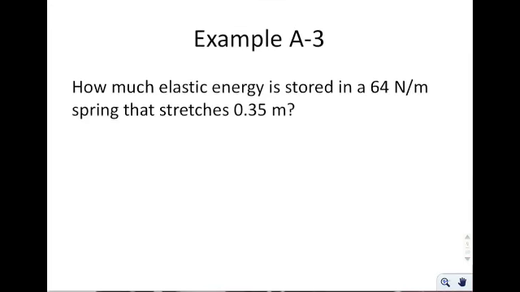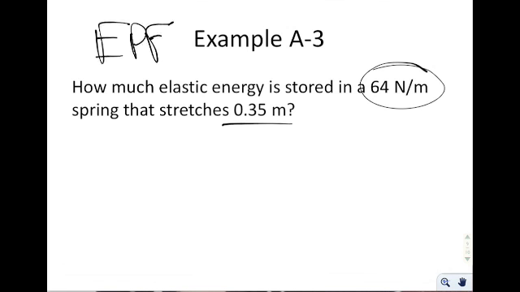The last example says, how much elastic energy is stored in a 64 newton per meter spring that stretches 0.35 meters? So this is about a slinky. A slinky is stretched by its own weight. It has such a low spring constant value. So you're trying to figure out the elastic potential energy that's stored in it.